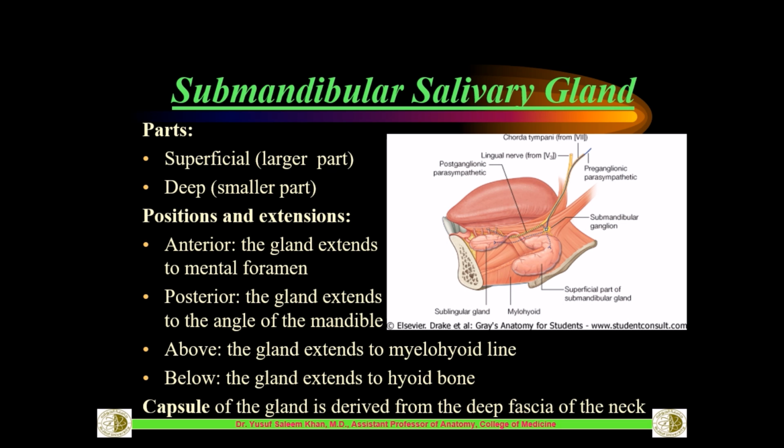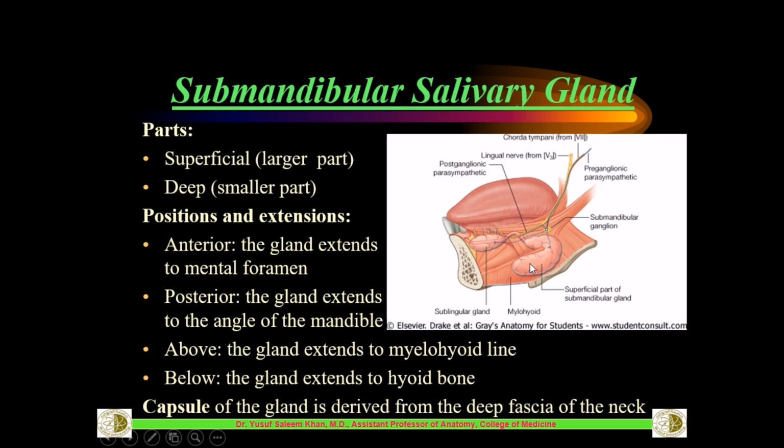Now coming to the submandibular salivary gland. It has two parts: the superficial part, which is the larger part, and the deep part, which is the smaller part. This is the second salivary gland present around the oral cavity. This is the superficial part of the submandibular gland, and this is the deep part.